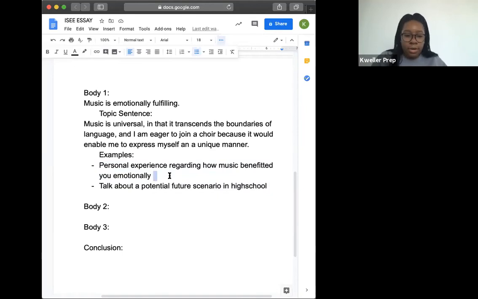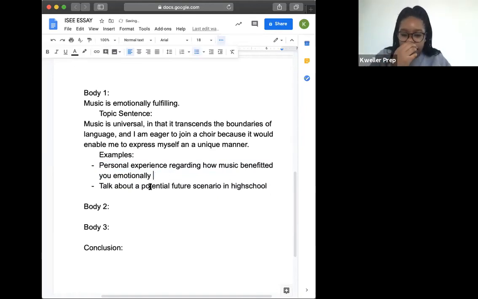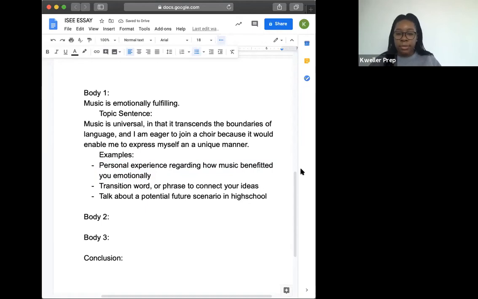Now, when you are here, actually, no, we'll get into that later. But between these two ideas, you need a good transition word or phrase to connect your ideas. This is extremely important, and we're going to get into this a little bit later after we organize ourselves.